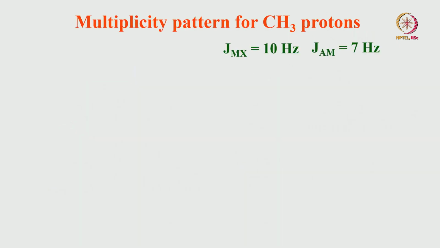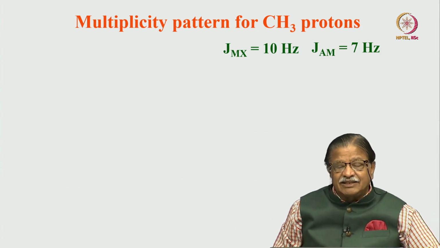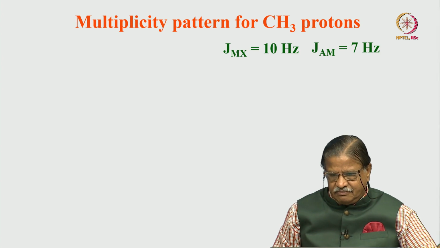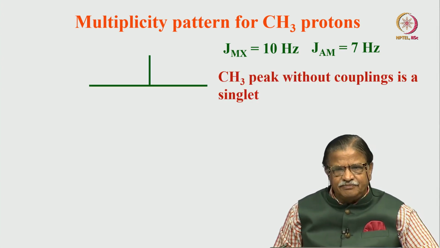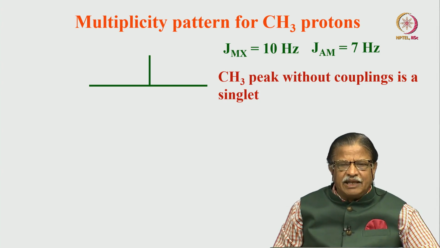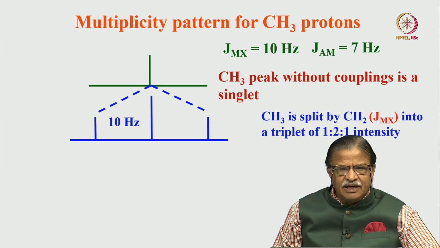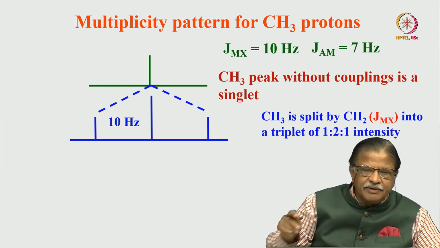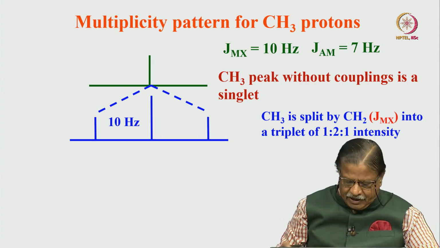Of course, we can also do the multiplicity for the CH3 group, and finish with that. CH3 is coupled to CH2 and CH. In the absence of any coupling, again CH3 is a singlet. Now, I am going to bring in the coupling to CH2 of 10 hertz. So this line is going to become a triplet. Very clear? It is going to become a triplet.